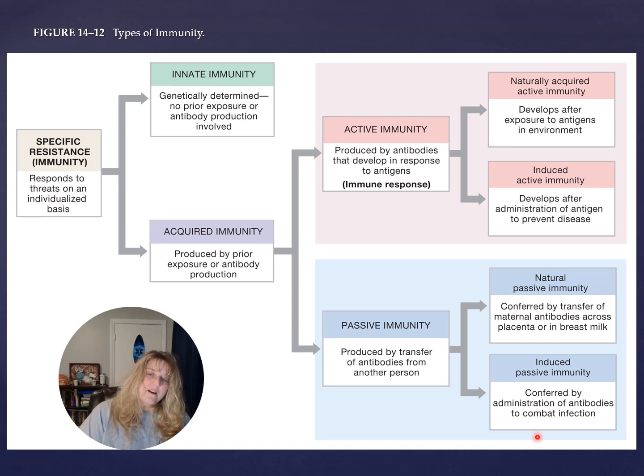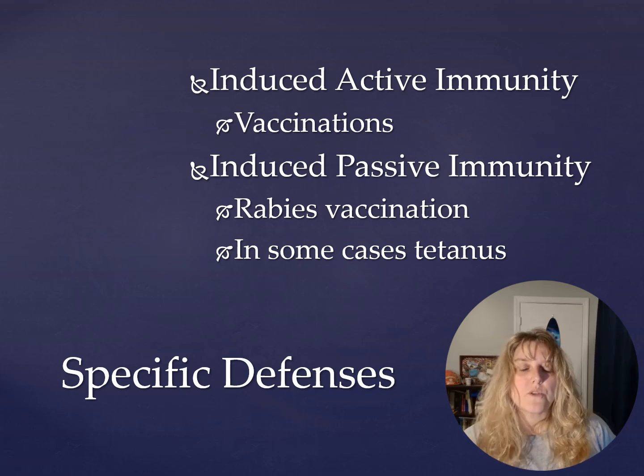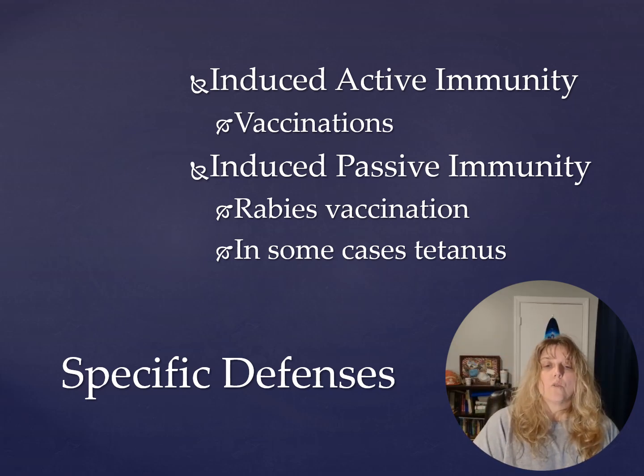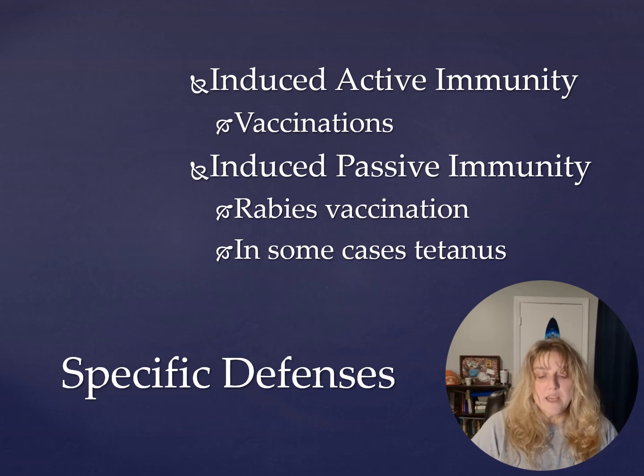So when we talk about induced passive and induced active, they're very similar. One deals with the administration of an antigen to prevent disease. The other is the administration of an antibody to combat the infection. So I think that's kind of your key point there. And this sums it up a little bit more. Induced active immunity is vaccinations. But induced passive immunity is more like our rabies vaccinations and in some cases tetanus.